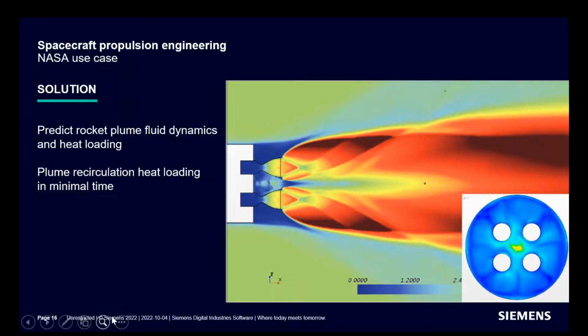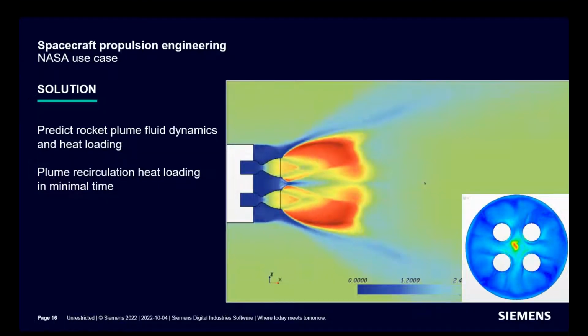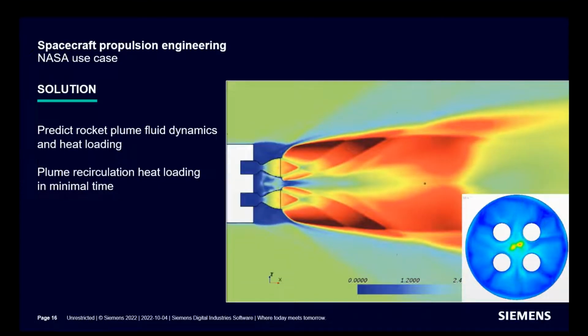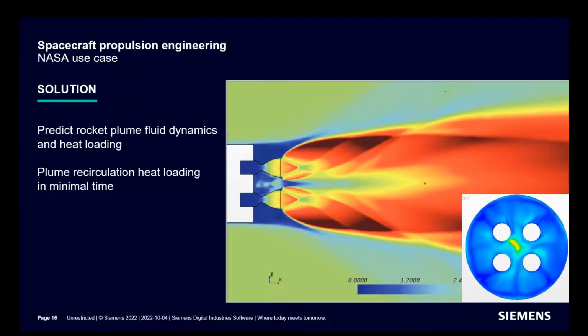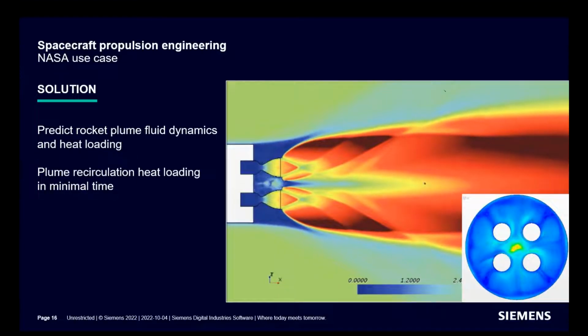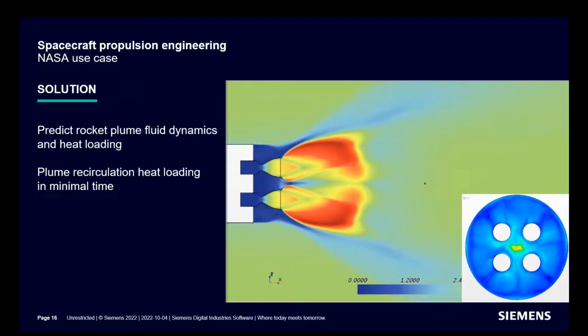And here on the right hand side, you see the red dot moving. That's the change in temperature, that's a changing base of the heat spots between the rocket nozzles. So that's the kind of information you can retrieve from our computational fluid dynamics package.